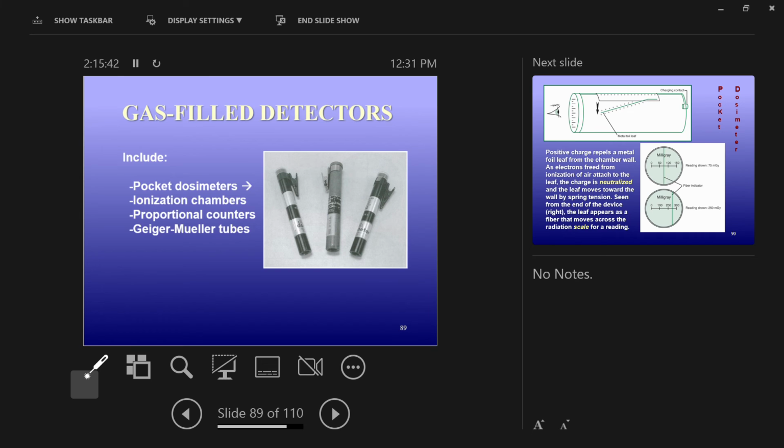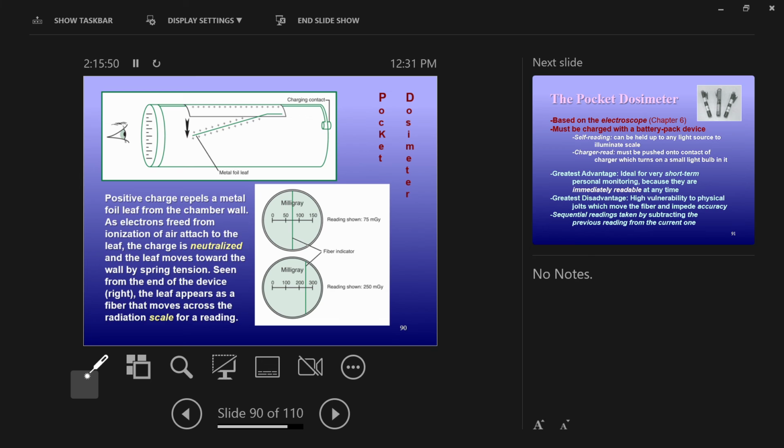Now, the pocket dosimeter is kind of cool, so let me explain. It looks like a pen. Inside of it, instead of having an anode pin, there is a small foil leaf. The foil leaf is wide along this axis here, and there's a viewing port here. So when you look down through the viewing port, you're going to see a line. That line is the metal foil leaf.